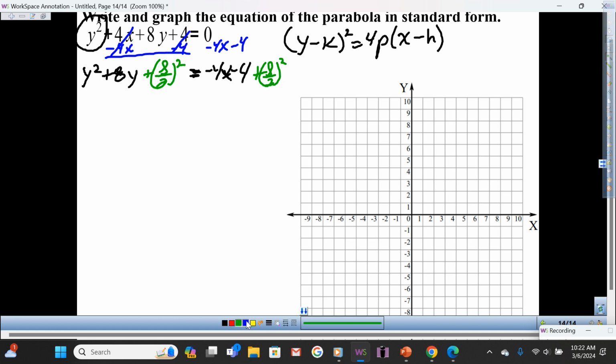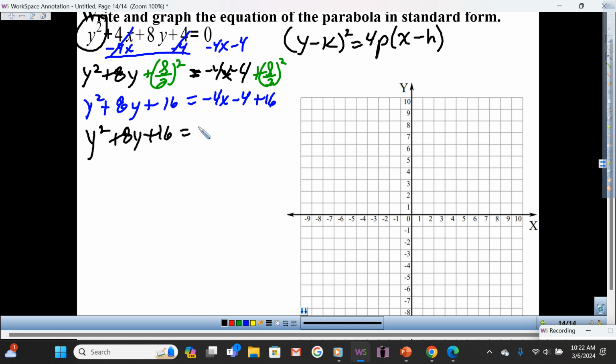So we end up with y squared plus 8y. 8 divided by 2 is 4. 4 squared is 16. Minus 4x minus 4 plus 16. So let's simplify the right side. Y squared plus 8y plus 16 equals negative 4x. What is negative 4 plus 16? That is 12.